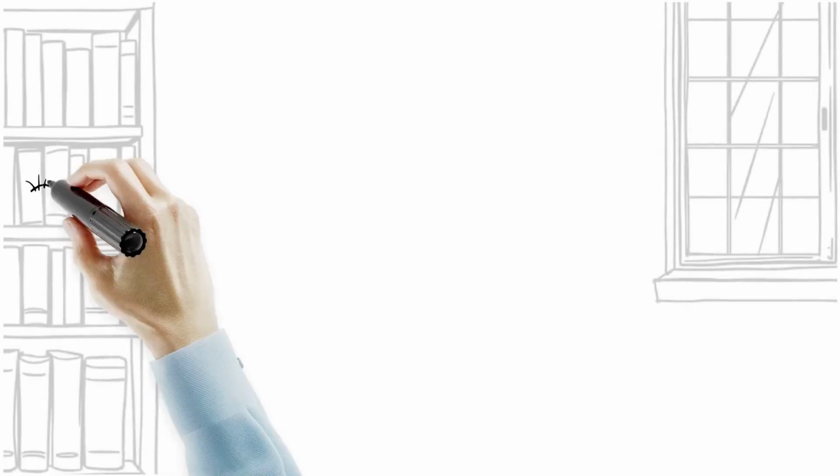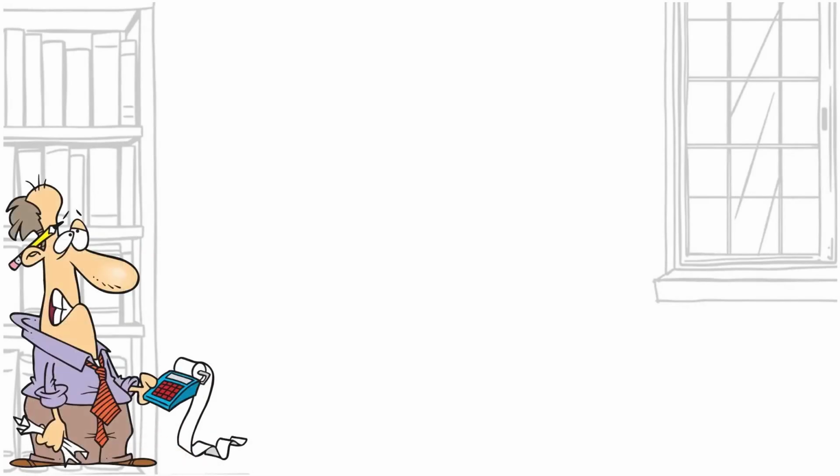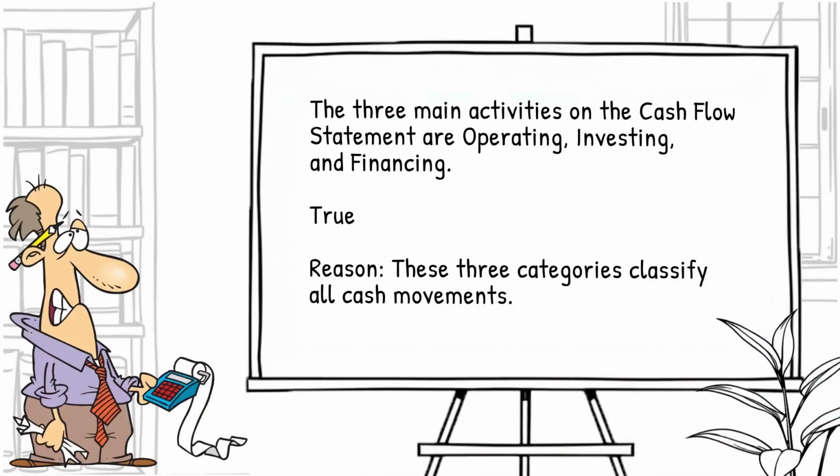The three main activities on the cash flow statement are operating, investing, and financing. True reason: these three categories classify all cash movements.